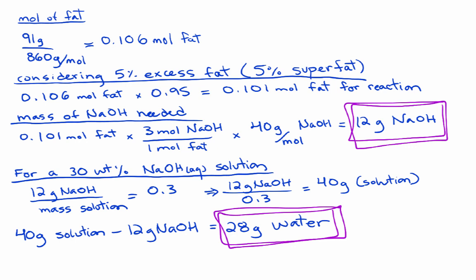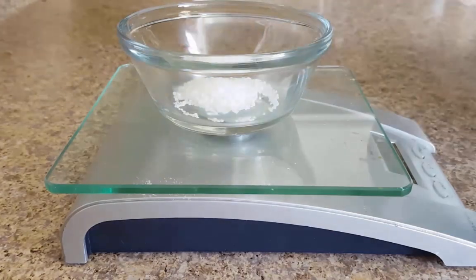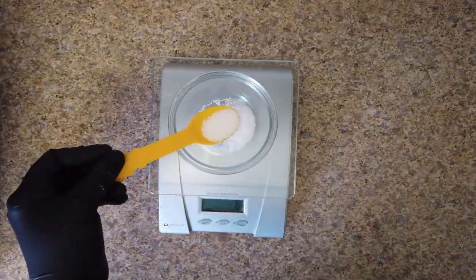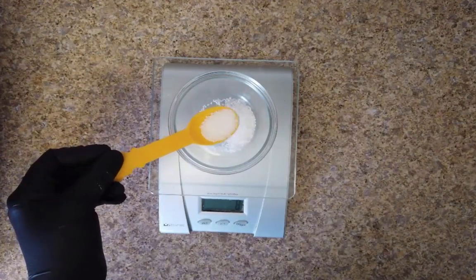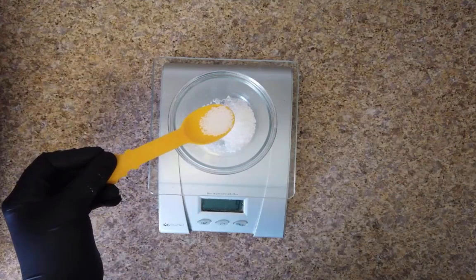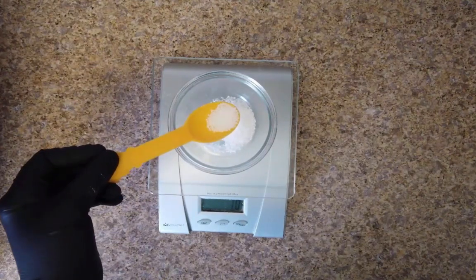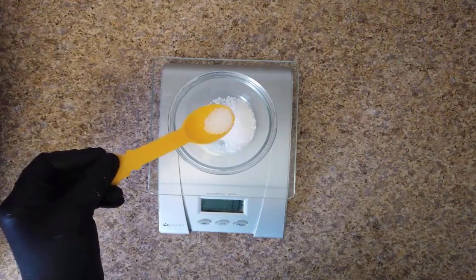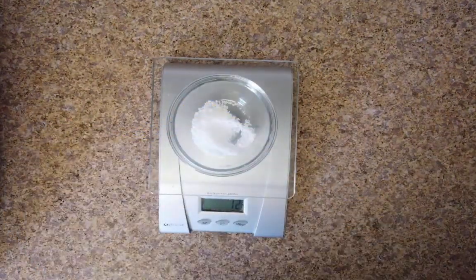With a 5% superfat, 12 grams of sodium hydroxide is needed to react with 91 grams of bacon fat. The last thing to consider is that the sodium hydroxide needs to be dissolved in water to react efficiently with the fat. A 30% solution by mass is standard in the soap making industry. It has enough water to completely dissolve the sodium hydroxide, but there is not too much water to prevent the soap from emulsifying, which is called trace, and solidifying.